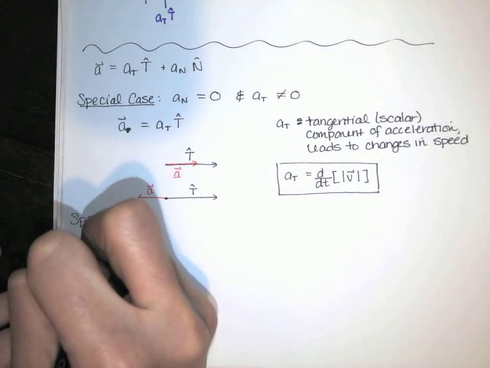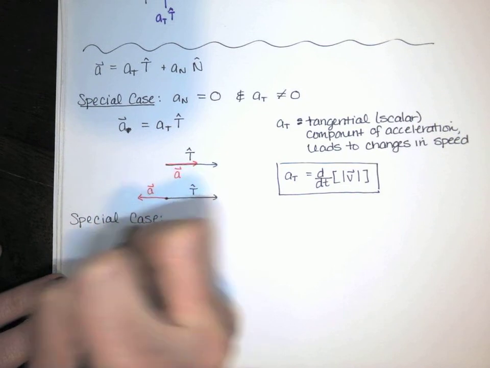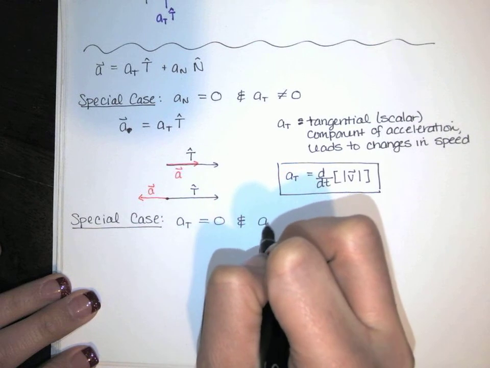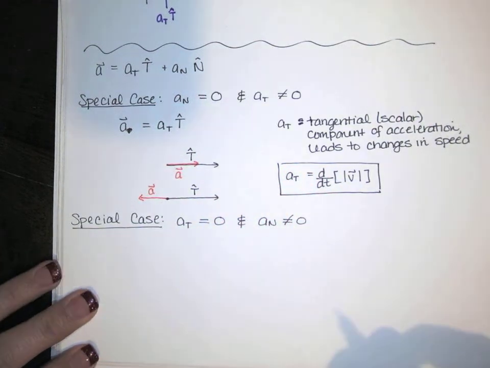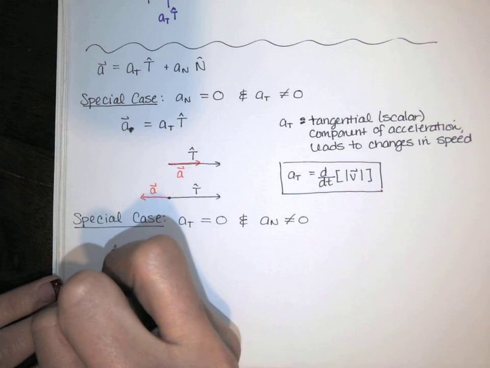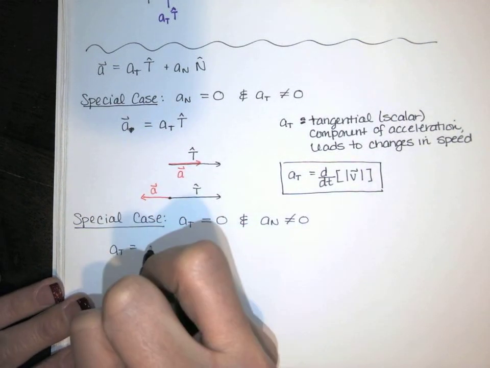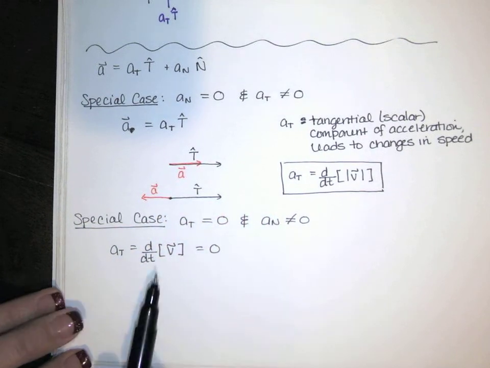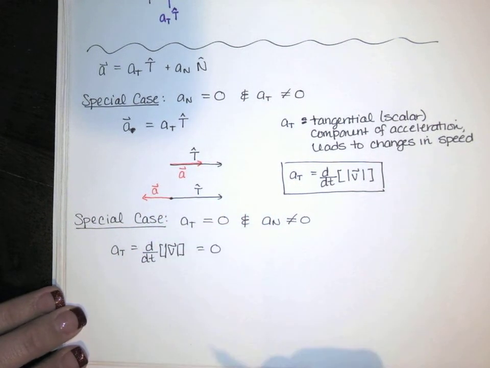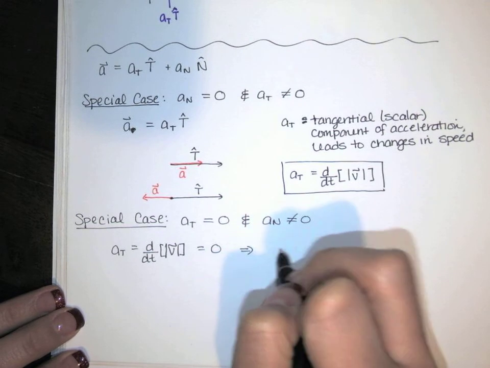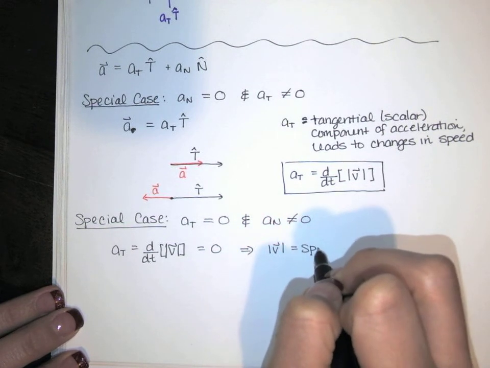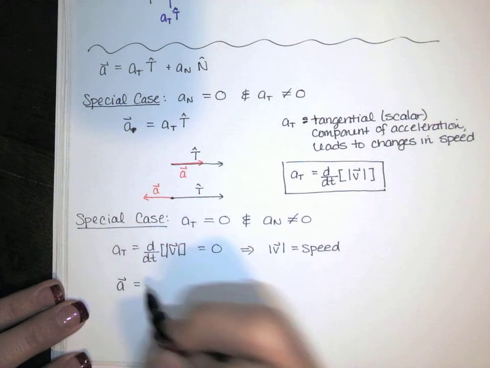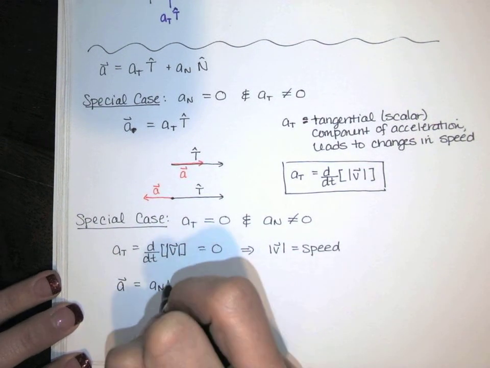Now, the other special case is that a sub t could be 0, and a sub n might be non-zero. Well, if a sub t is 0, we just said that's the derivative of speed with respect to time. If that's 0, that means our speed must be constant. So we're moving at a constant speed, and our acceleration is entirely in the normal direction in this case.